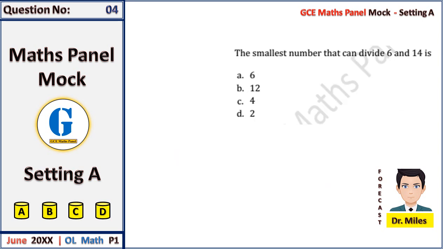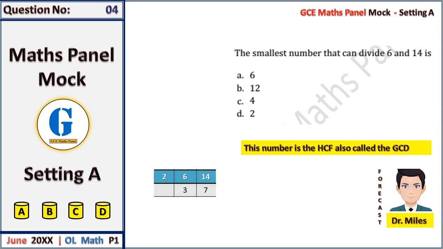Question 4. The smallest number that can divide 6 and 14 is. This number is the highest common factor, also called the greatest common divisor, the GCD. And the GCD of 6 and 14 is 2.